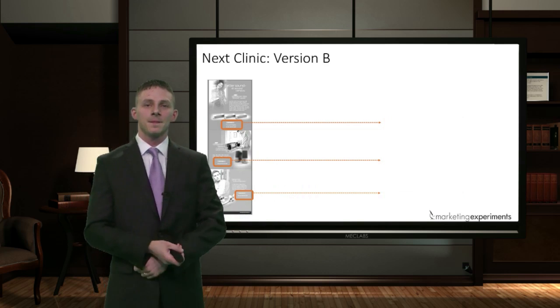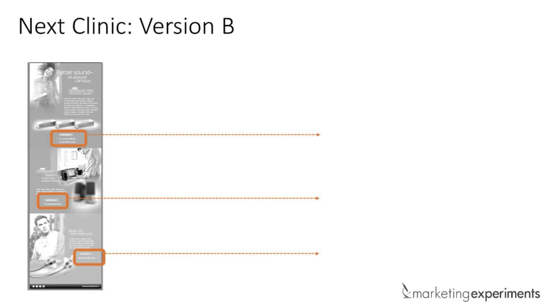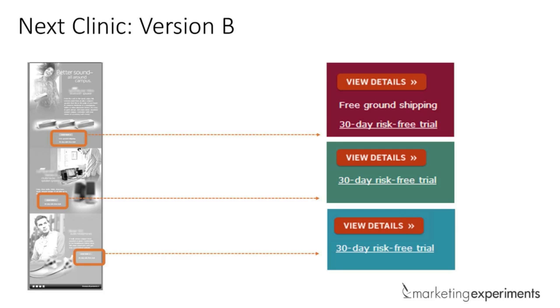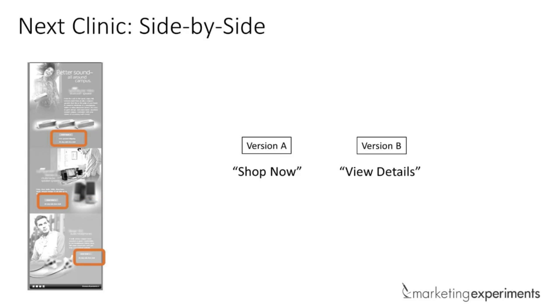Version B, few details. Same exact subcopy, same exact colors, maybe even the same exact button size. I'm pretty sure. View details and shop now. Let me ask you, which one would you vote for? Which one do you think is going to get the most clicks?